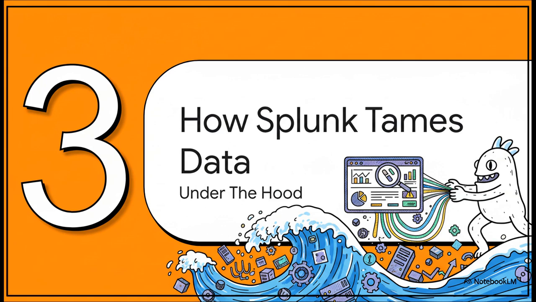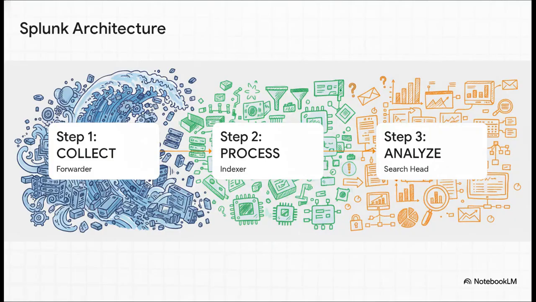Okay, so how does it actually do this? How does it work its magic? Let's pop the hood and take a look at how Splunk takes that tsunami of raw data and actually turns it into structured, searchable intelligence. Splunk's whole architecture really breaks down into three main layers. It's pretty straightforward. First, you've got forwarders, and their job is to collect the data. Then, that data goes to the indexers, which process and store it. And finally, you have the search head, which is where you, the user, get to analyze it all.